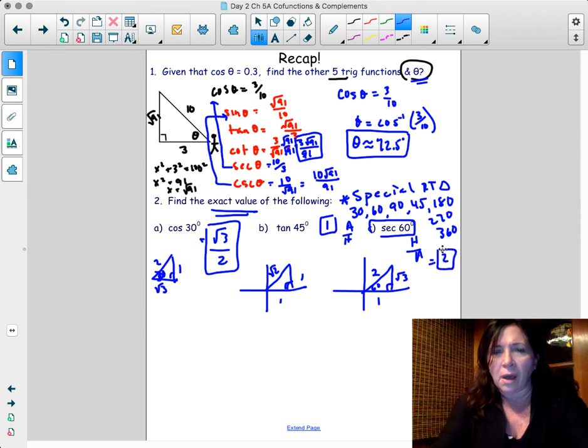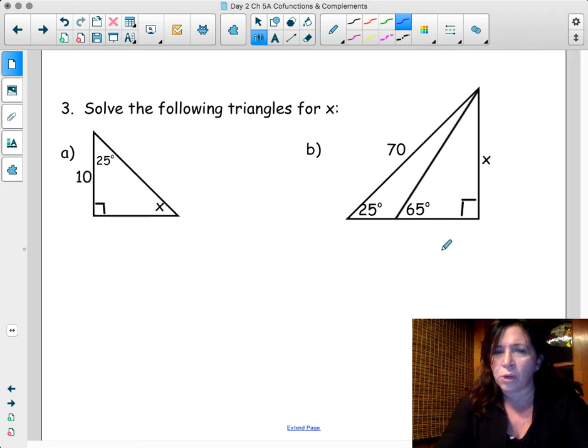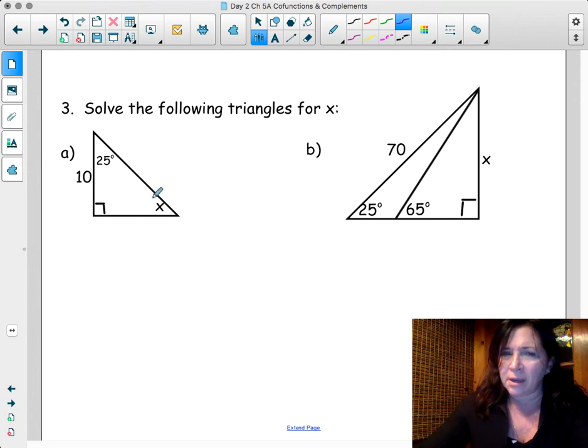Okay, so I believe that I have a worksheet for you right after these two problems, and then you're going to have some time for that. So these last two problems, this one, I think the question's a little bit off. You also have to solve the following triangles for x.